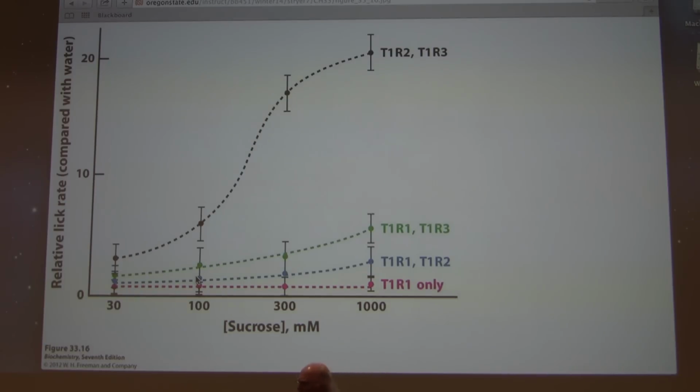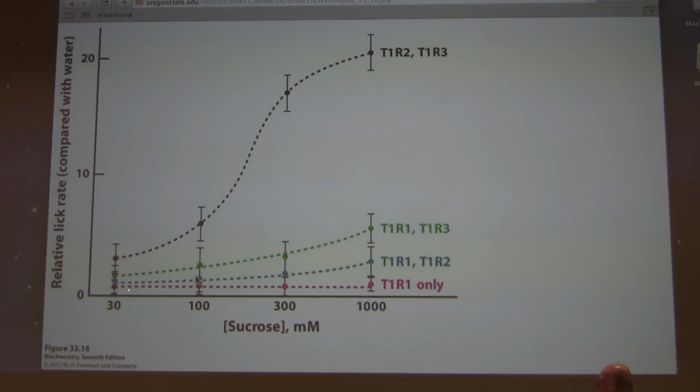They made mutations such that they had several groups of mice, with receptors called T1R1, T1R3, and T1R2. The question was, which of these receptors was picking up the sweet taste for the rat? So one rat had only the T1R1 receptor.